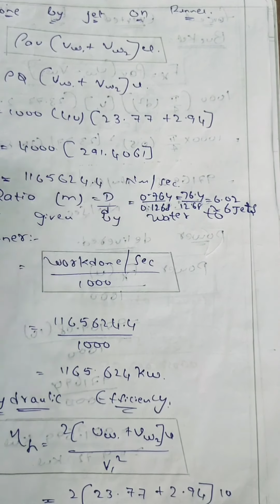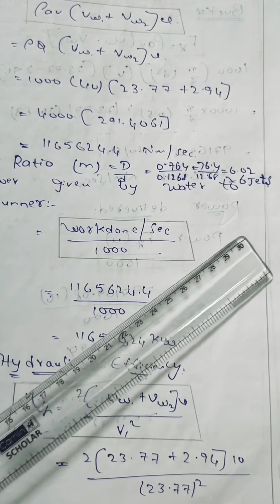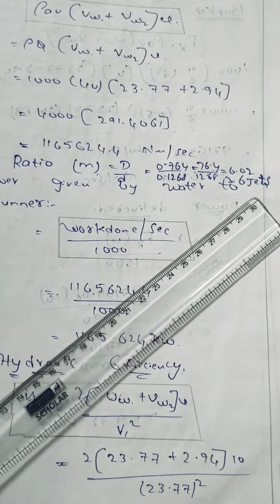This is the jet ratio, small m, which is represented by capital D by small d. Capital D equals 0.764, small d equals 1 by 6 of it. So 1 by 6 into 0.764 equals 0.1268, which is approximately 6.02. That means 6 number of jets.